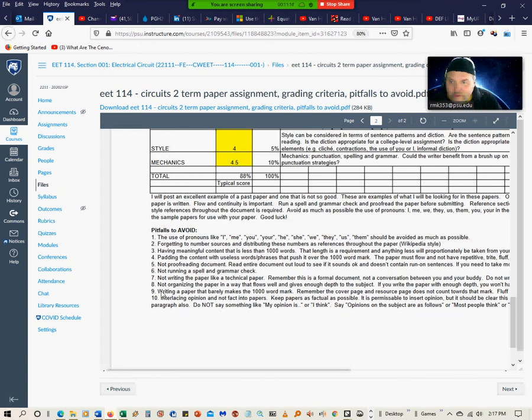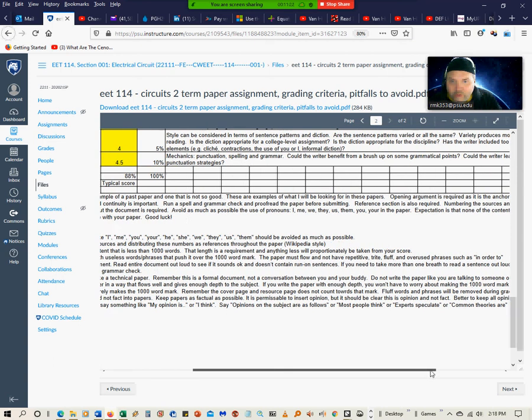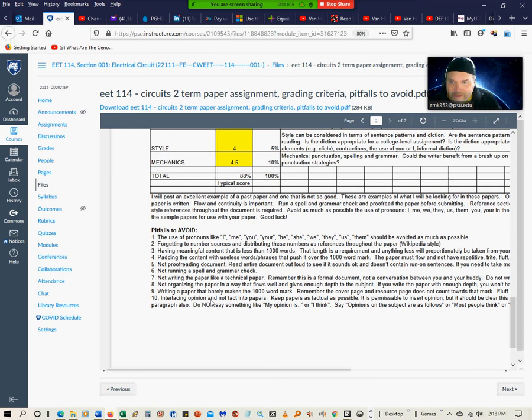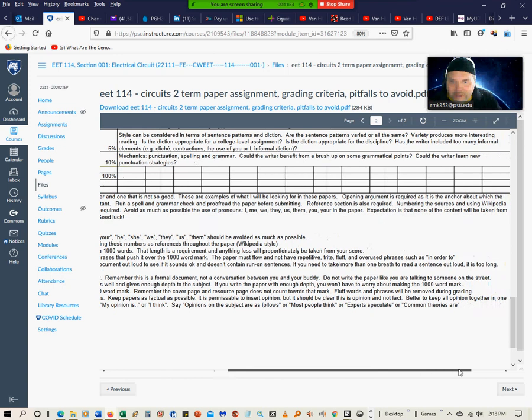Don't avoid not organizing the paper in a way that flows well and gives enough depth. If you write the paper with enough depth, you won't have to worry about making the 1,000 word mark, believe me. Don't write a paper that barely makes the 1,000 word mark. Remember, the cover page and the resource page do not count towards that mark.